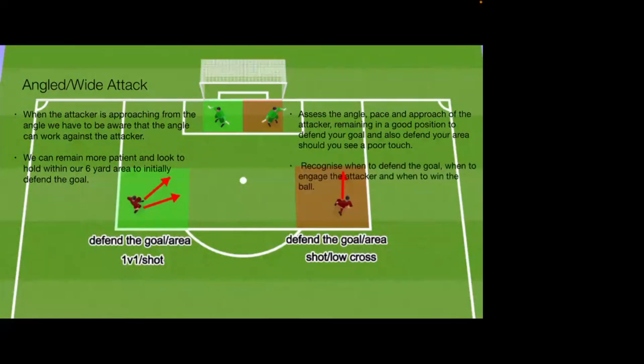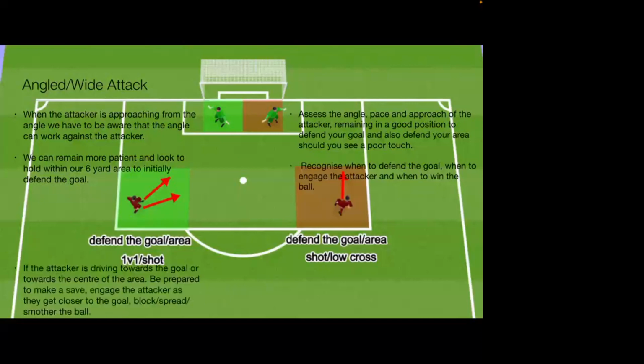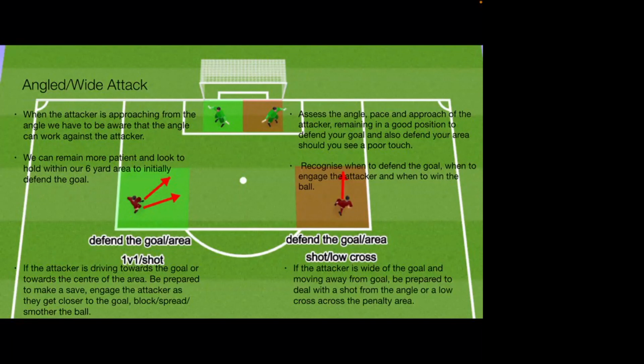Recognise when to defend your goal, when to go and engage the attacker, and when to go and win the ball. So if the attacker is driving towards a goal or towards the centre of the area, be prepared to make a save, to engage the attacker as they get close at the goal, or to block, spread or smother the ball, depending on what you see. If the attacker is driving wide of the goal, moving down towards a byline, be prepared to deal with a shot from the angle or to deal with a low cross across the penalty area.